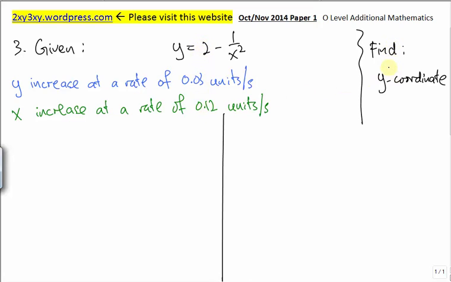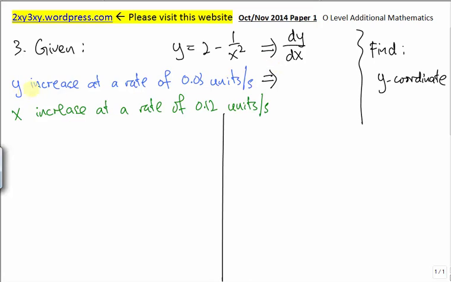We are given y equals 2 minus 1 over x squared. From here, later I can find dy/dx. Related rate is related to the topic of differentiation. Next, we are told that y increases at the rate of 0.03 units per second. Normally for related rate, I would like to convert the statement into a maths expression.